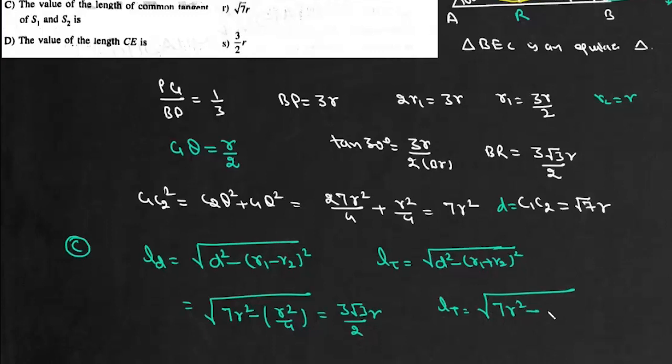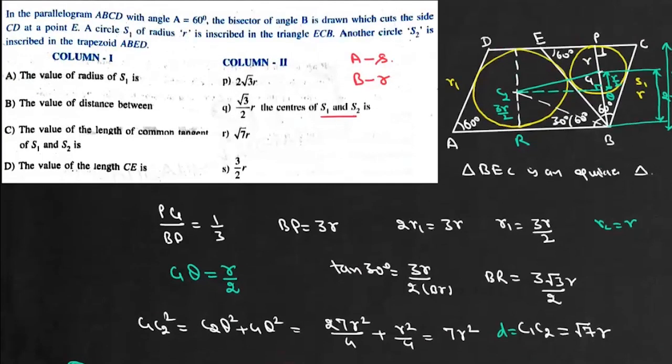7r square minus, now this is r1 plus r2. There will be 5r by 2 whole square. So 25r square by 4. Now this is 28. So it will be root 3 r by 2. So in this case, they have asked for the length of the tangent, and the option which matches is option Q. So this C matches with Q. And then option D is to find the value of length CE.